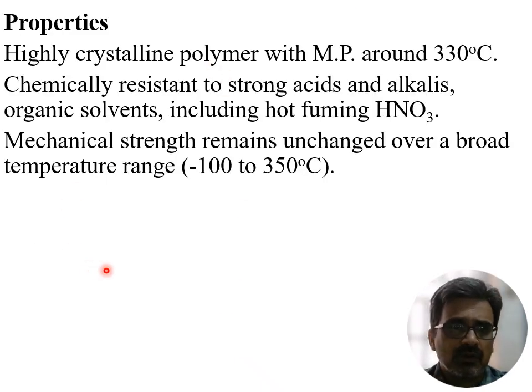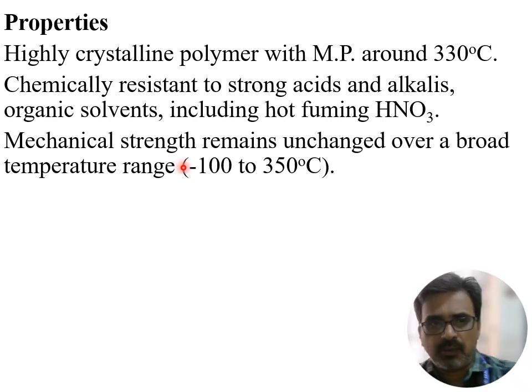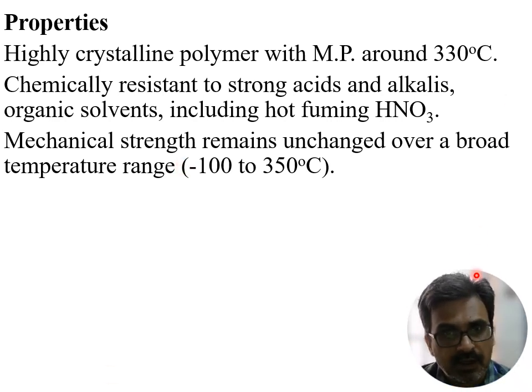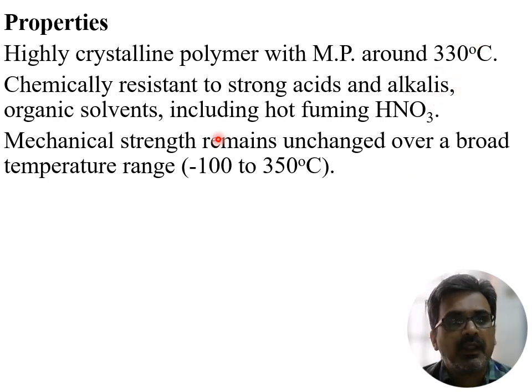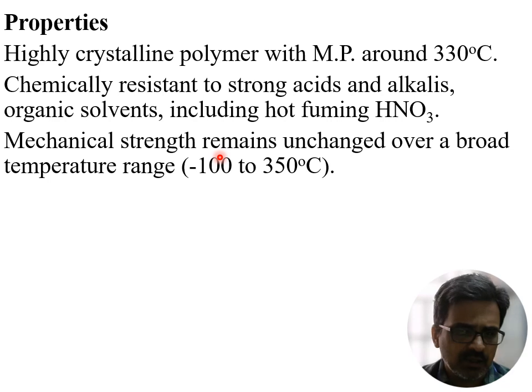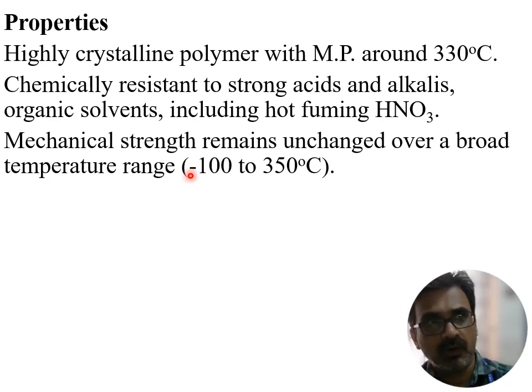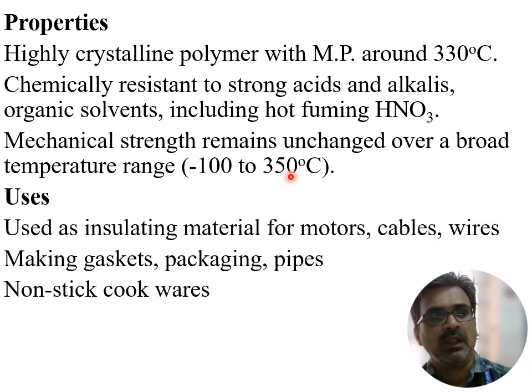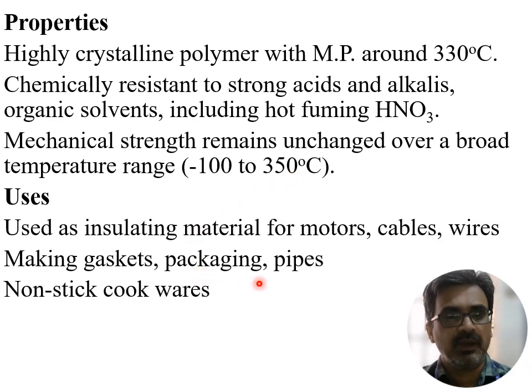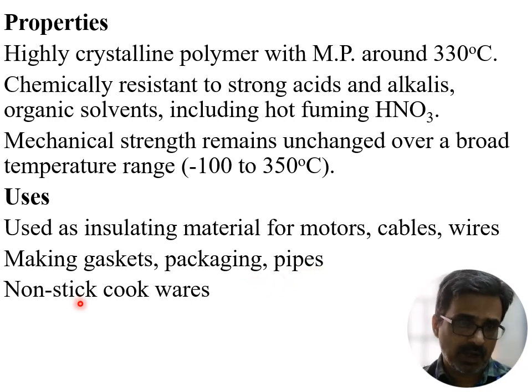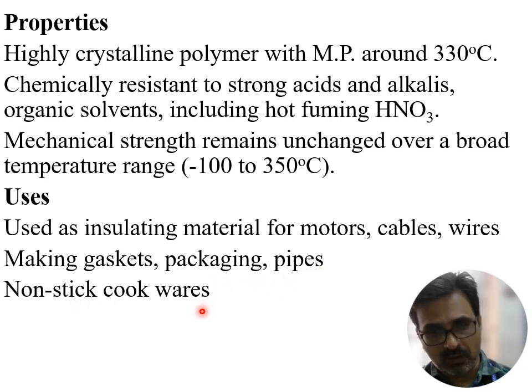Once we get the Teflon, it has properties similar to other polymers: it is a highly crystalline polymer with a high melting point, very resistant to acids, bases, strong hot acids and so on, and very robust with respect to temperatures from -100 to 350 degrees. Due to this, it is very widely used as insulating material for motors, cables and so on, and also for a lot of packaging materials and non-stick grids.